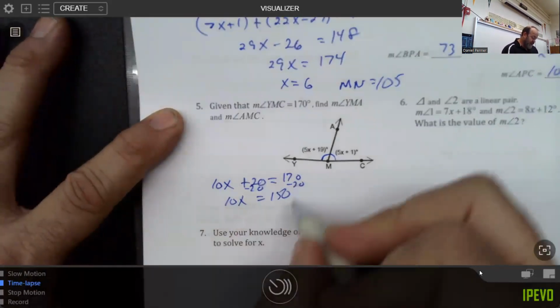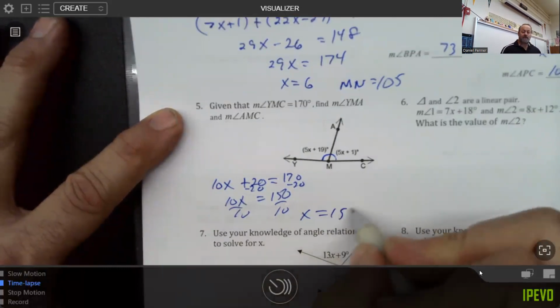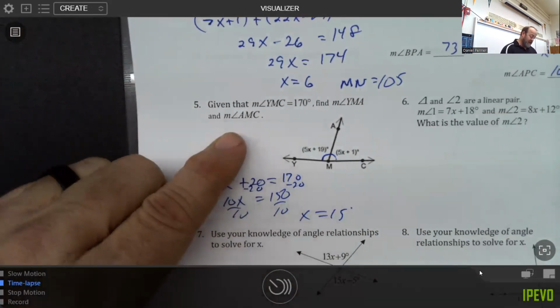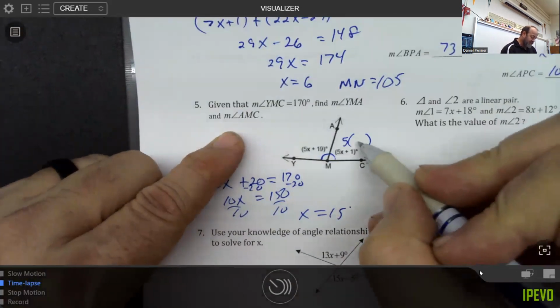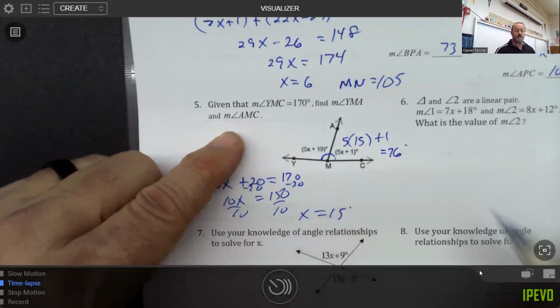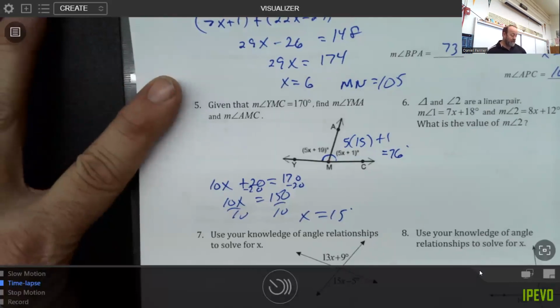Maybe I should show that. And if I divide both sides by 10, I find out that the value of x is 15 degrees. That finishes my story, but keep in mind, it didn't actually want me to stop there. It says, what is the measure of angle AMC? That is my final answer. So for AMC, I want to find 5 times 15 plus 1, which turns out to be exactly 76 degrees.